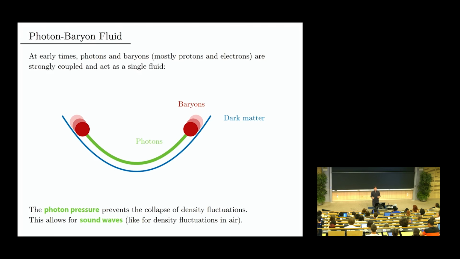So these photons and baryons are initially very strongly coupled to each other by the electromagnetic force. And so in cartoon form, you can have the baryons and the photons coupled almost like a mass on a spring. And then there's a driving force created by the dark matter fluctuations.